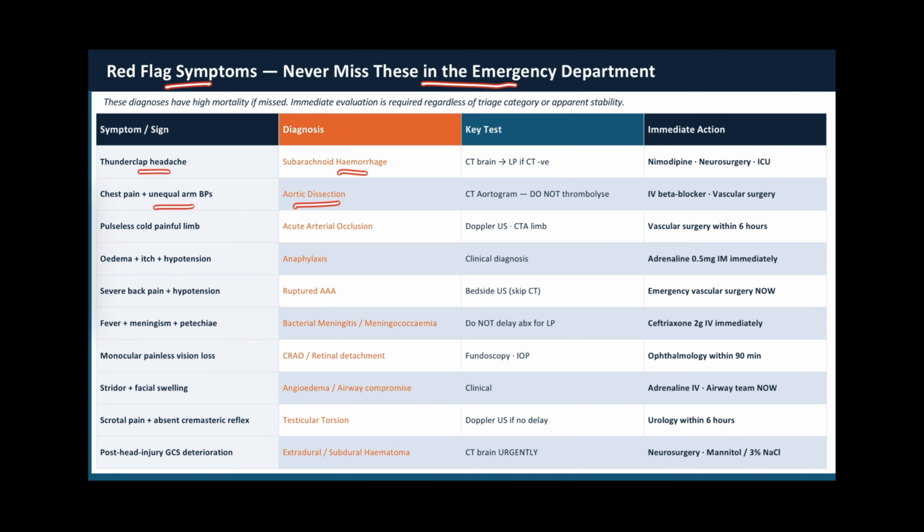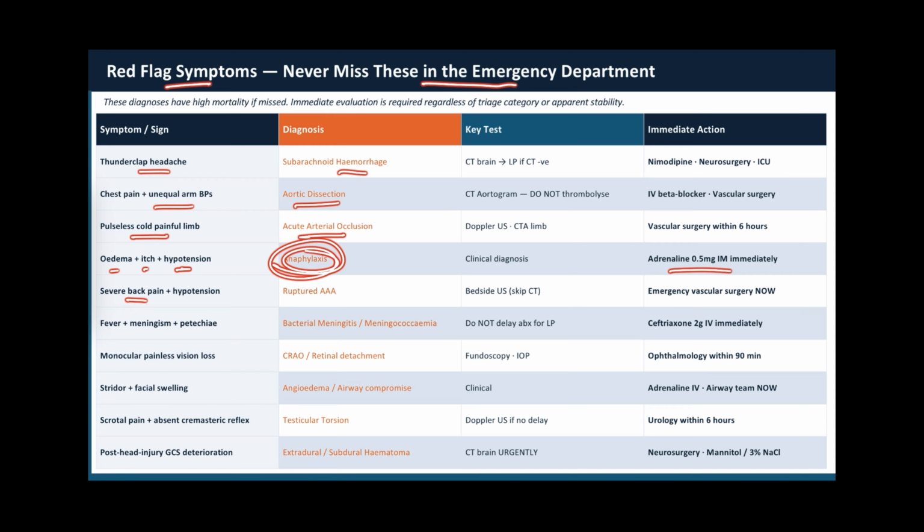Patients who are presenting to you with pulseless, cold, painful limb are the cases of the acute arterial occlusion. Patients with edema, itching, and hypotension must trigger you for the anaphylaxis, where you need to give adrenaline 0.5 mg IM, intramuscularly, at the anterolateral part of the thigh.